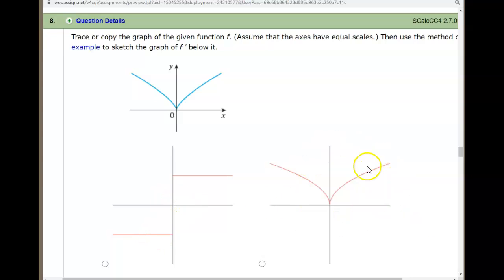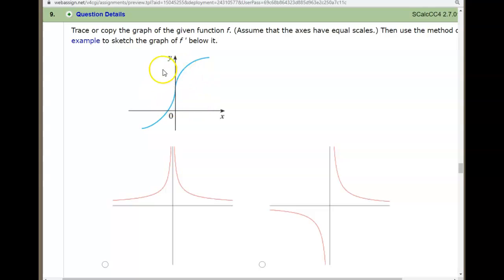This could not be the graph of my derivative. The derivative would have to be negative before 0, and this is above the x-axis, so it's positive before 0. Note that this is coming in vertically here. It's not just a corner, so there's not an actual jump. Well, there is a jump, but there's not a small jump here. There's a vertical asymptote here, so there would be an infinite jump.